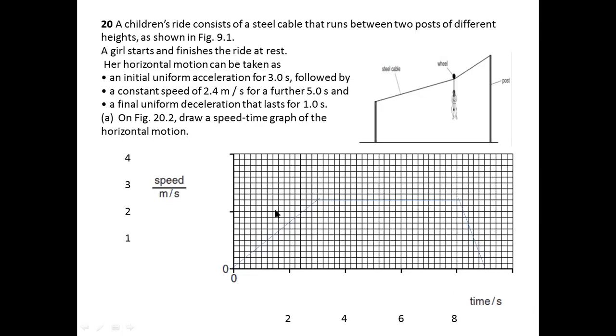After that, it is mentioned uniform deceleration. It lasts for 1 second, right? So for 1 second, we have to show deceleration starting from 2.4 meter per second velocity, ending at zero velocity, and the total time interval over here will be 9 seconds. First, we have to show a straight line showing constant acceleration till time interval 3 seconds. Then constant speed is shown by a horizontal line till time interval 8 seconds. Then constant deceleration is shown for the last 1 second, that is from 8 to 9 seconds.